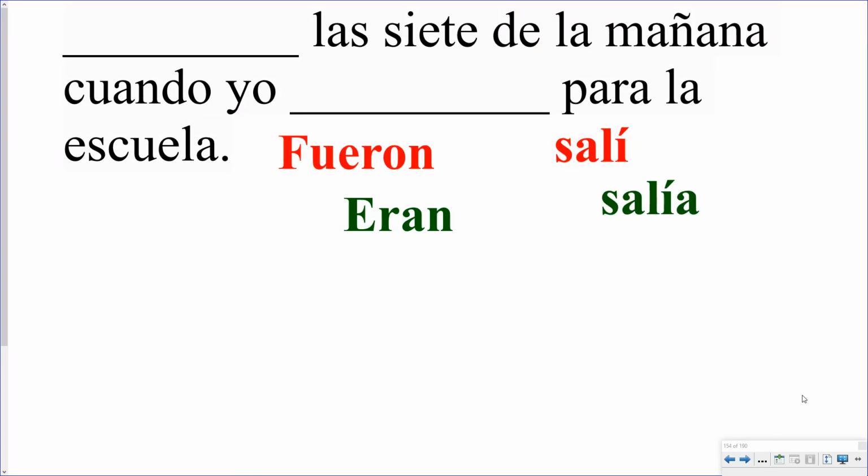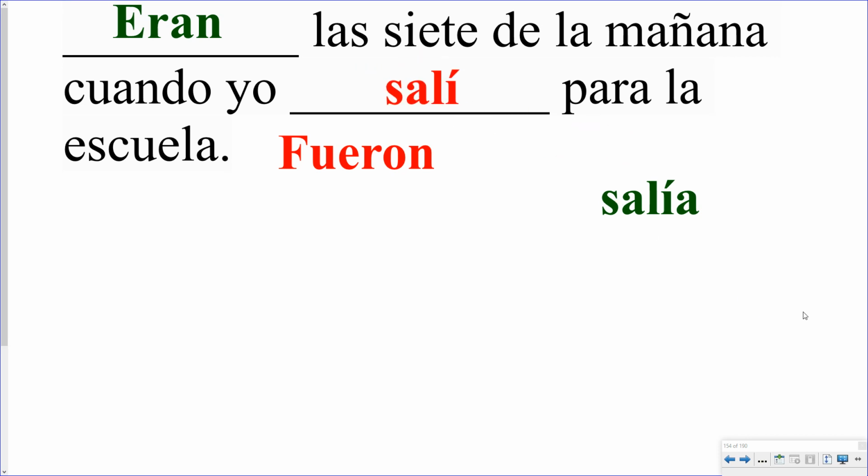Las 7 de la mañana, cuando yo para la escuela. It was 7 o'clock in the morning when I left for school. This one I switched it. The beginning part is the telling time. It was 7 o'clock in the morning. Eran las 7 de la mañana. When I left for school. If I'm talking about my day, leaving for school would be part of a series of consecutive events. Just a one-time event. I only left for school one time that day. I only left at 7. Then I did other things that day. So salí, preterite.